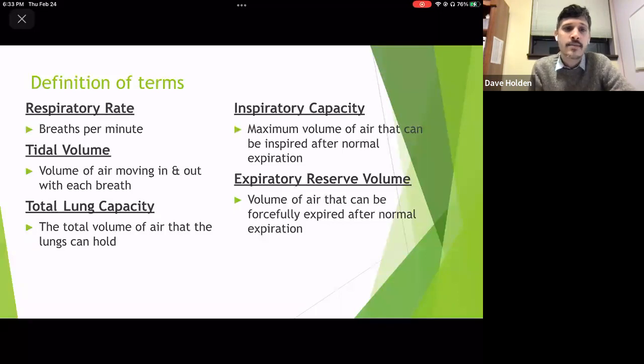Inspiratory capacity, maximum volume of air that can be inspired after normal respiration. Pretty clear, yeah? Total amount of air that you breathe in with each inhale. This does not count the air that stays in the lungs from breath to breath. That is the expiratory reserve volume, the volume of air that can be forcefully expired after normal expiration.